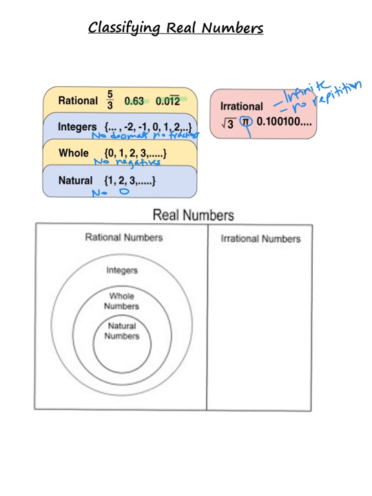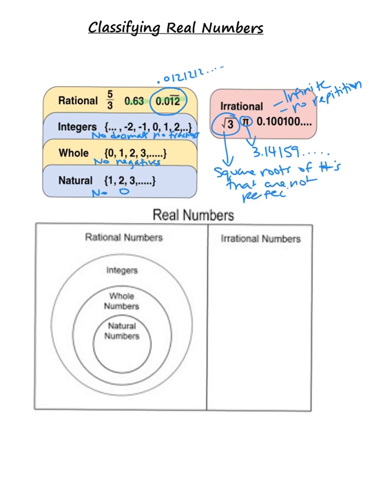So pi is one of the most famous examples of an irrational number. It's 3.14159, and it goes on forever. That's why we put the dots, what's called an ellipsis, and it goes on forever without any repetition. So unlike, for example, on the other side, 0.012 repeating, that's 0.0121212. That's repeating, that's rational, but pi is irrational. Other numbers that are irrational are square roots of numbers that are not perfect squares.